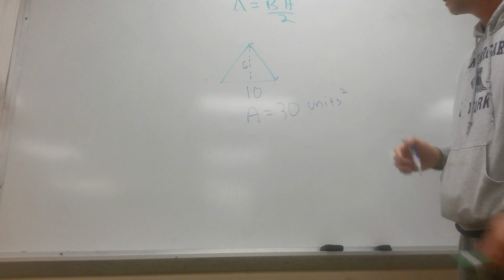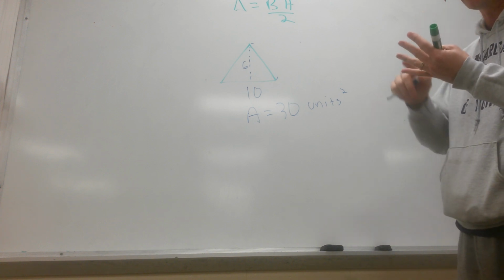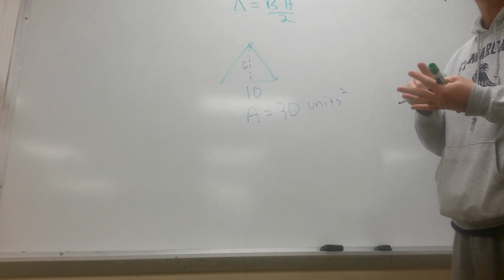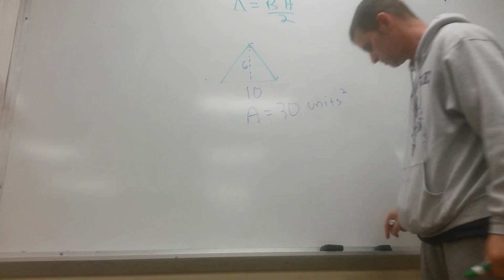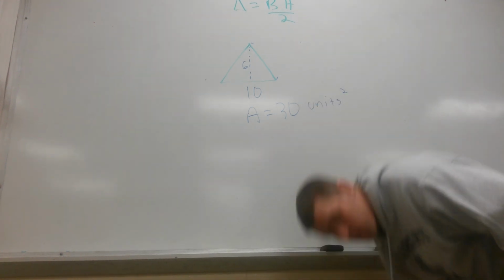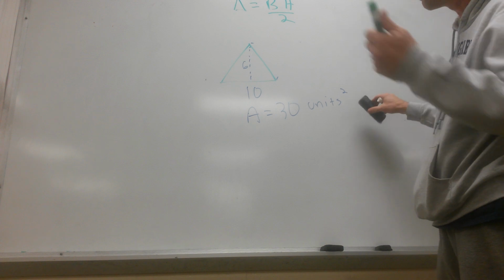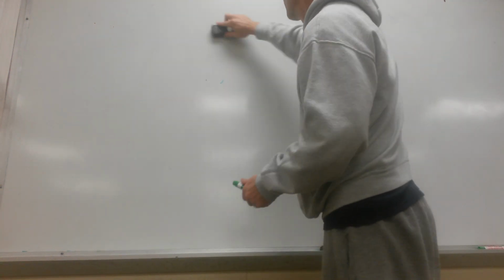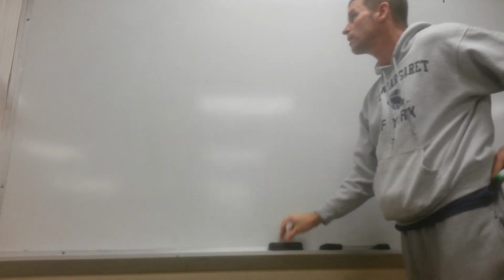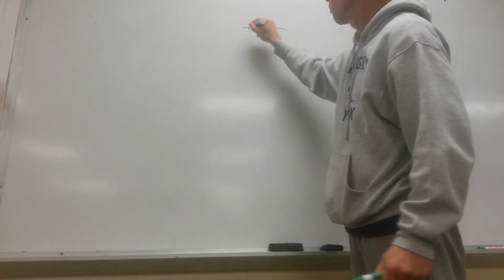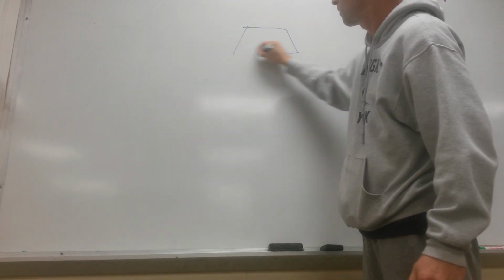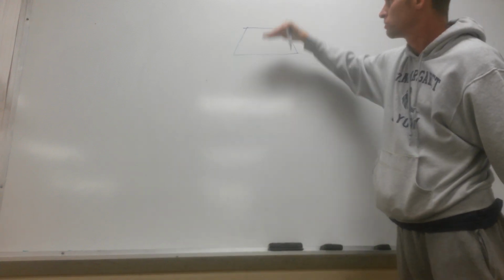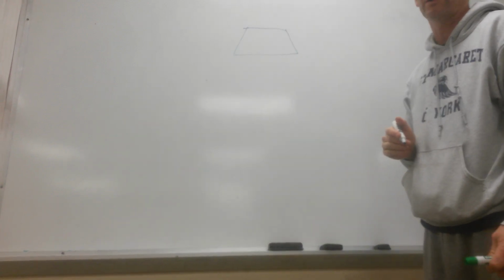Okay, great. All right, so we got rectangles, squares, parallelograms, triangles. Okay, now, sorry, I dropped my eraser here. We're going to do another shape, and it's called a trapezoid. And what a trapezoid is, it's one pair of parallel sides. Those are parallel, but the other two aren't parallel.